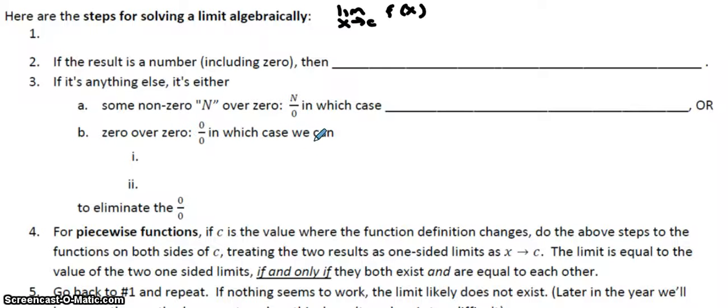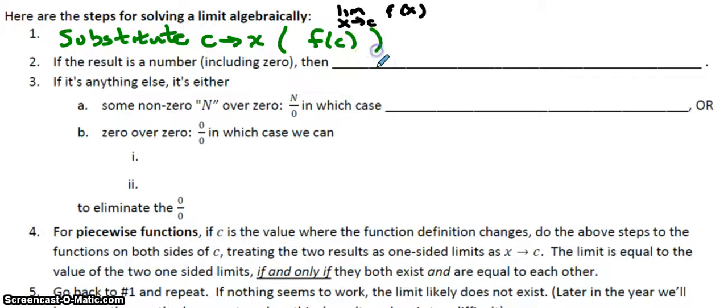To solve a limit algebraically, I just wrote a generic expression for a limit up here. x is going to approach some number, and we'll call that number c. So the first thing we're going to do is substitute c in place of x and see what happens. In other words, we're going to be calculating f of c.